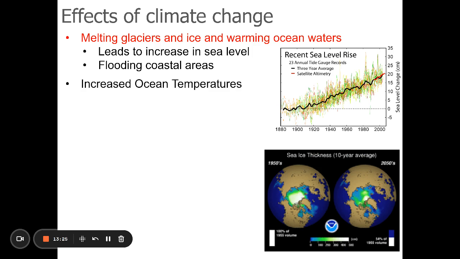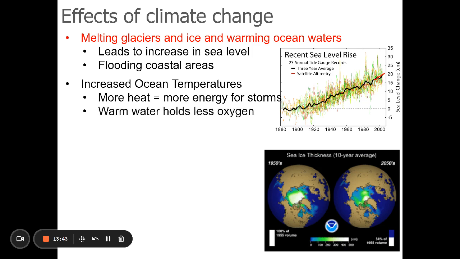As temperature increases, the ocean temperature increases. And that temperature of the ocean, the heat energy in our oceans, is what provides the energy for storms. Tropical storms, hurricanes, things like that. So as the earth becomes warmer, it means there are likely going to be more intense storms like hurricanes.